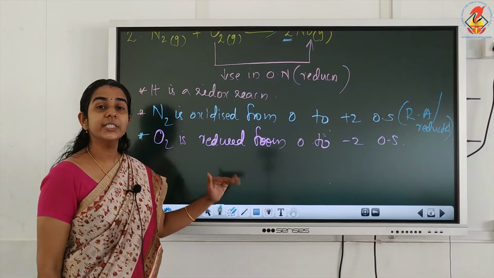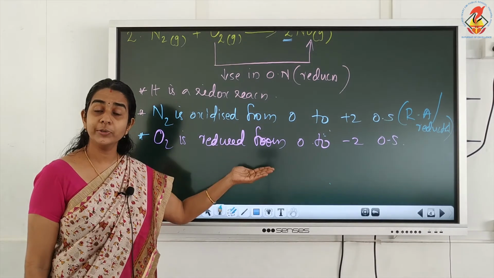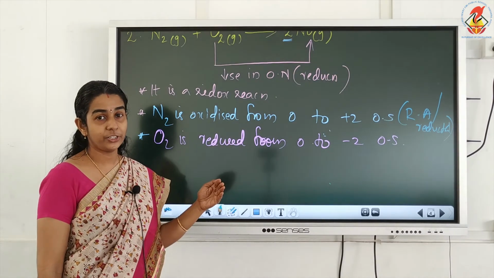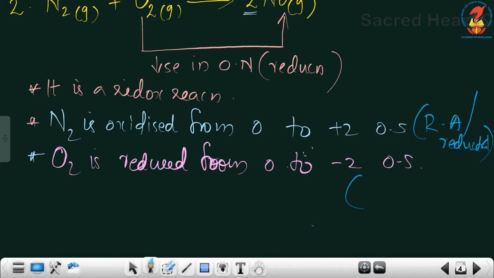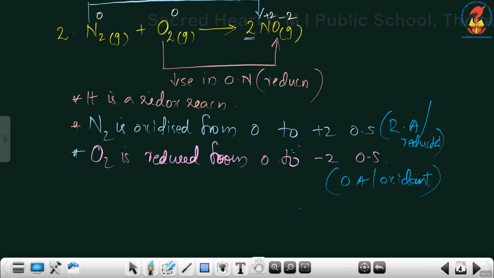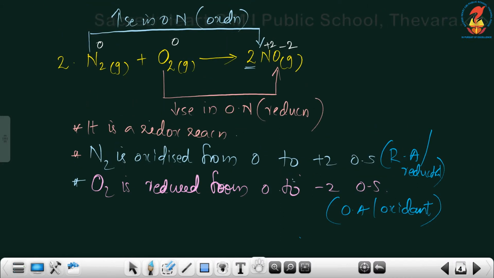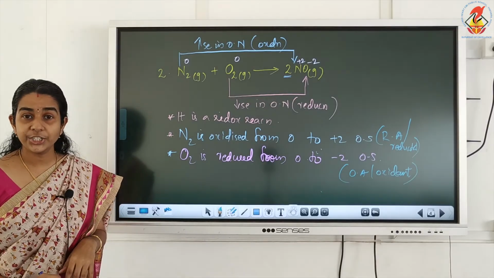Similarly, O2 is reduced. O2 is reduced means O2 is undergoing reduction. That means it is acting as the oxidizing agent or oxidant. So this is how this equation or this reaction becomes a redox reaction based on oxidation number.